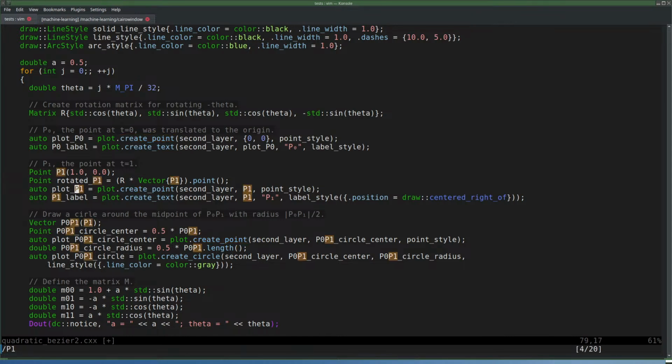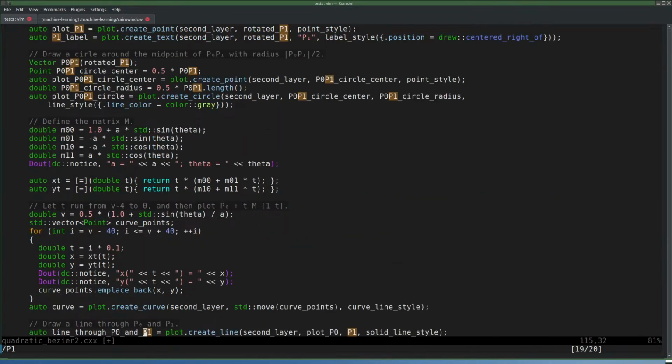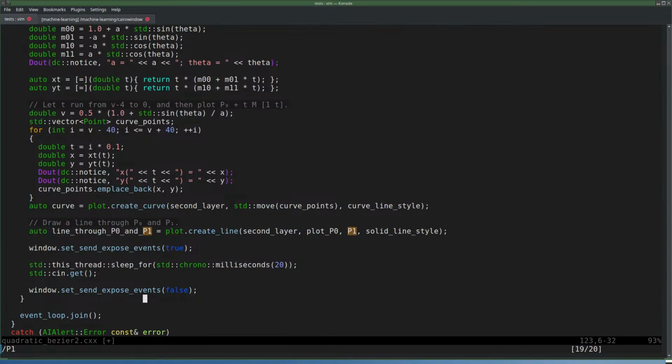Okay, P1 rotated P1. Let's write our text in the neighborhood of that. And then we have here, draw a circle around, yeah, sorry, but we are working with rotated stuff from now on. P1, P1, P1, P1, P1, P1, no P1s, very good. Oh, here's another P1. Yep, that definitely has to be the rotated P1.